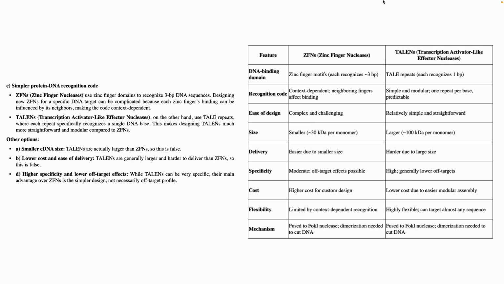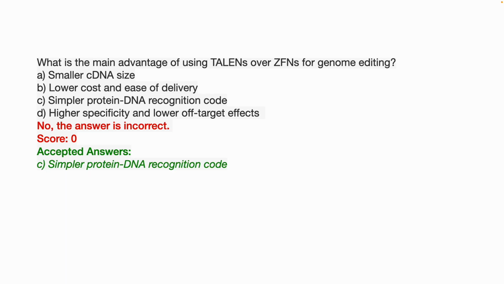So there are a few other differences. So this is how the differences are there. So the correct option for this question is option C, simpler protein recognition domain.